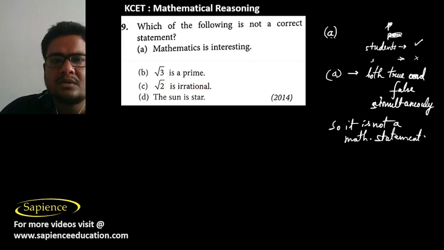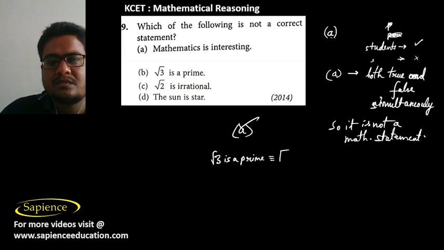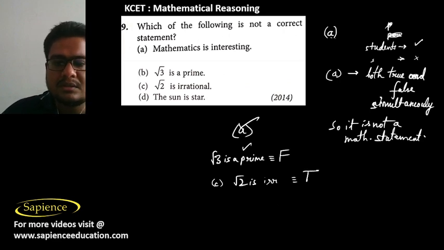So it means that option A is the correct answer, since it is not a correct statement. And statement B, root 3 is a prime, its truth value is false. It is false, so it is a mathematical statement. And in option C also, the statement root 2 is irrational, whose truth value is true, which means it is a mathematical statement. Option D also, the sun is a star, its truth value is also true, so it is a mathematical statement.